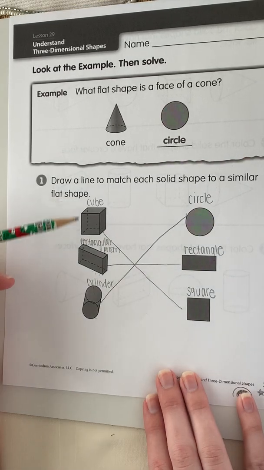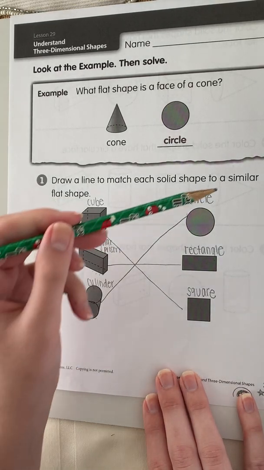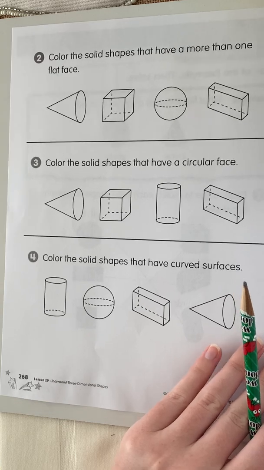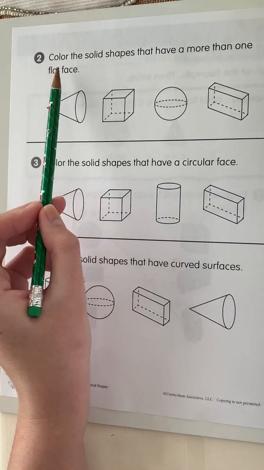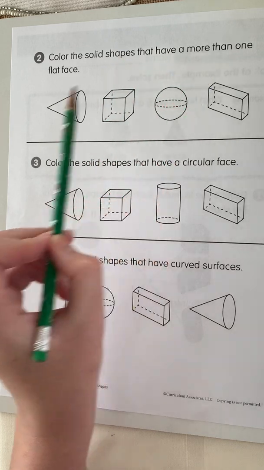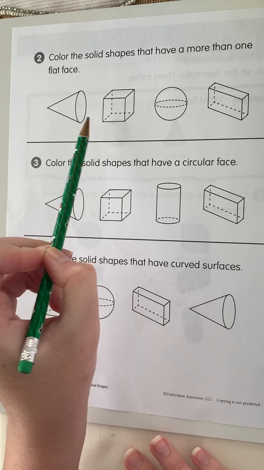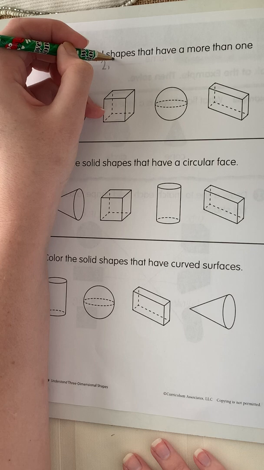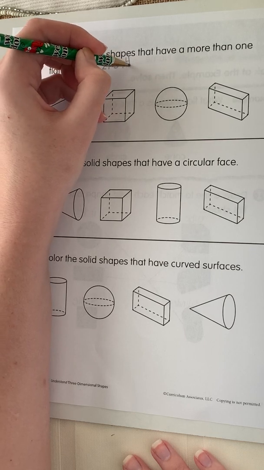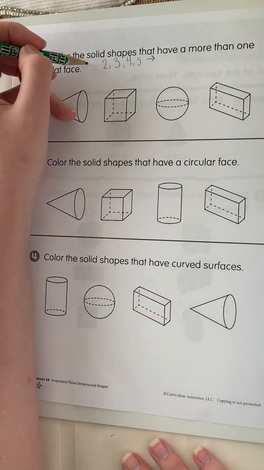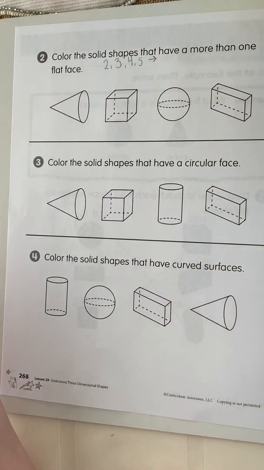We have matched up the solid shapes to flat shapes that are similar or almost the same. Now we are going to move on. Number 2 says, color the solid shapes that have more than one flat face. So we want any shapes with more than one. So more than one would be 2, 3, 4, 5, and so on. If it just has one, we're not going to color it.